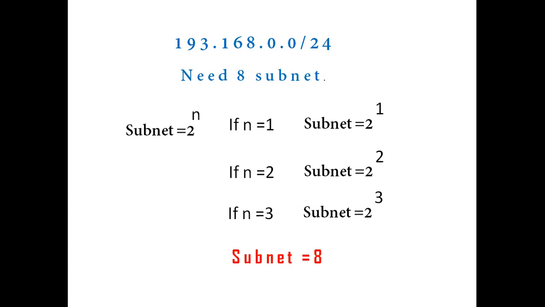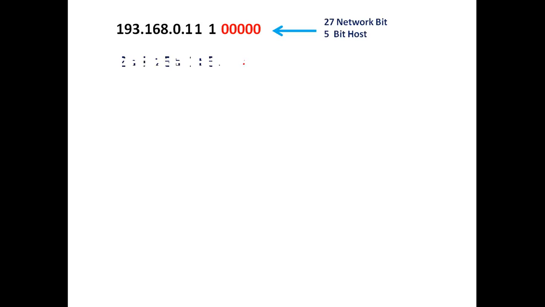Okay. Now this is your network, that is 193.168.0.0. Now I'm going to convert these 3 host bits into network bits. If you convert 3 host bits into network bits, now you have 27 network bits and 5 host bits. So the subnet mask of /27 is 255.255.255.224.